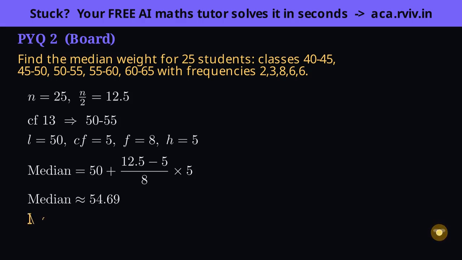So the point to remember, with an odd count, N over 2 comes out as a half. And that's perfectly fine. The median formula slots the middle value neatly into its class regardless. Never round N over 2 to a whole number first. Feed the half straight into the formula.